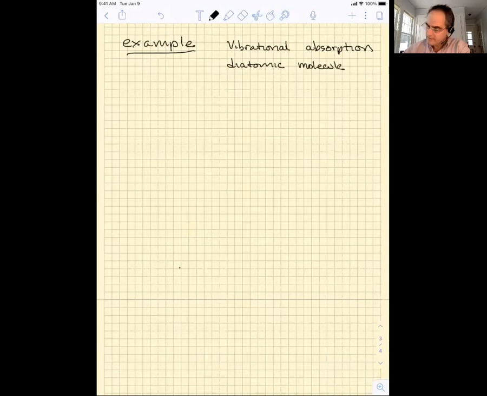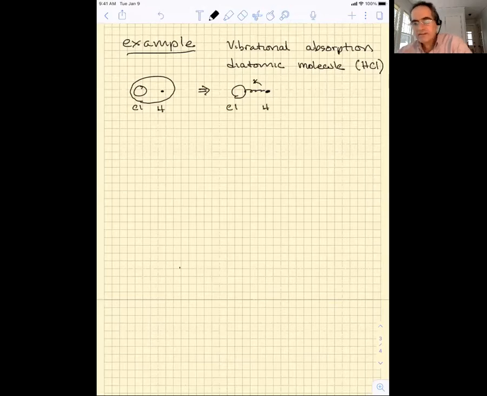Let's say HCl. In HCl, of course, we have a heavy chlorine atom and a light hydrogen atom, and they're bound together somehow. In the harmonic approximation, we assume that the bond between the atoms can be treated as a spring that has some spring constant. It seems like a silly model, but actually it works really well, as we just discussed.